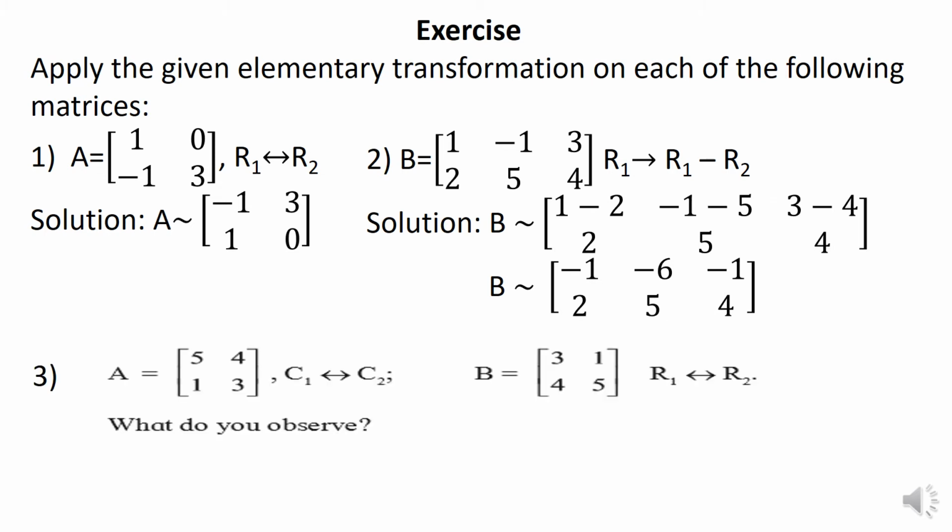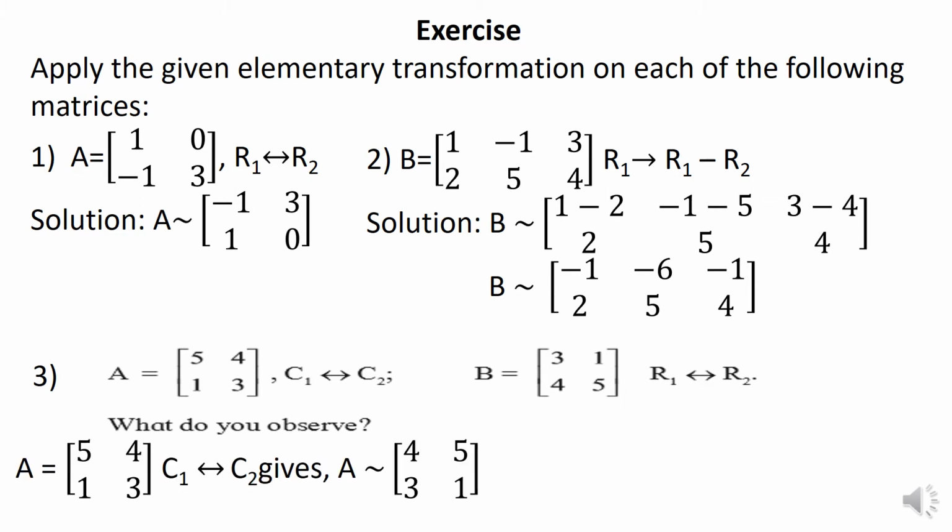The third sum, A and B are the given matrices. We have to do the operations which they have told us to do. That is, in A, we do C1 interchange with C2. And in B, R1 interchanges with R2. And write our observations. So here, A is the given matrix having the rows 5, 4 and 1, 3. C1 interchange with C2 interchanges the positions of column C1 and column C2. Thus they come like so.